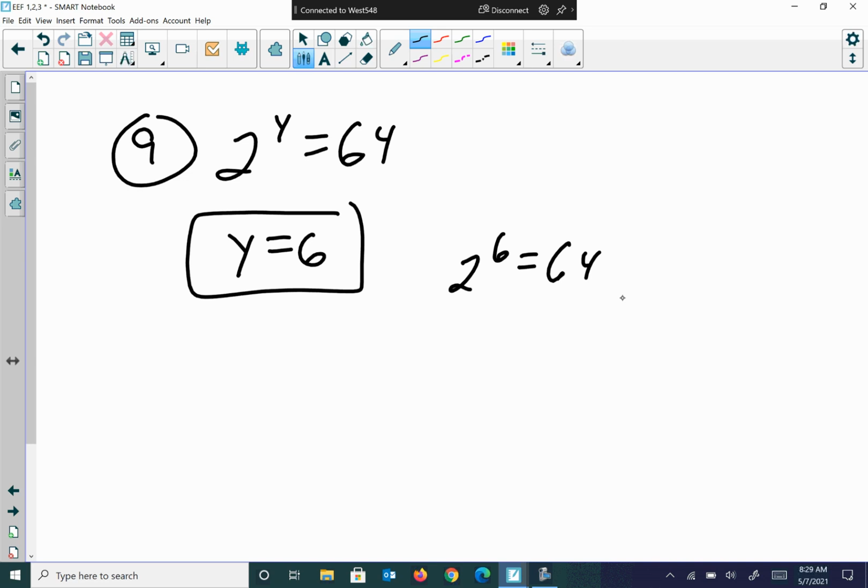So 2 raised to the 6th power is indeed equal to 64. Now, when you get to algebra 2, you're actually going to use the LOG button on your calculator, and it'll work. Well, I'm going to teach you logs. So with these, I was just trying to see if I could count it up. So just think 2 to the first, 2 to the second, 2 to the third, 2 to the fourth, 2 to the fifth, 2 to the sixth.